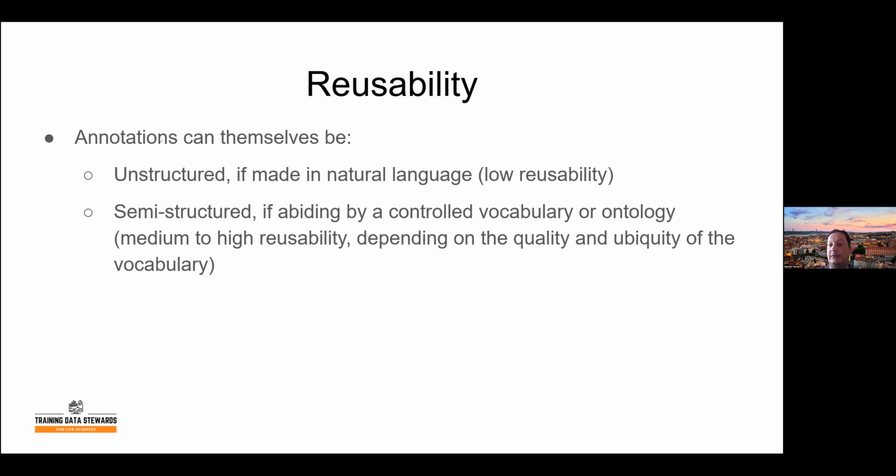And so annotations, even though they're generally small pieces of description, can be unstructured. You can add tags to a video in natural language, and that is low reusability. On the other hand, if you abide by a controlled vocabulary or an ontology, then you have semi-structured annotations. Depending on the quality and how popular the vocabulary is, if it's used across all databases for a given domain, for example, then it's easy to reuse and combine different data sets that are annotated in the same manner.